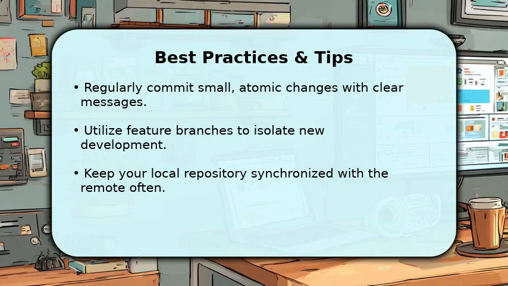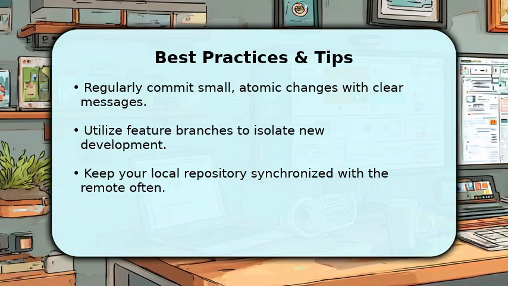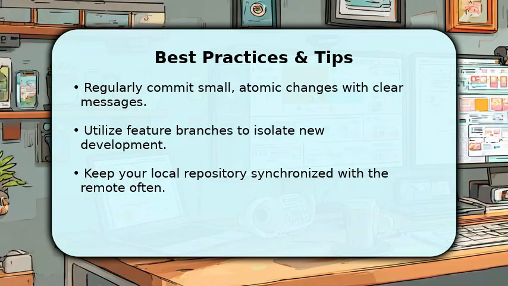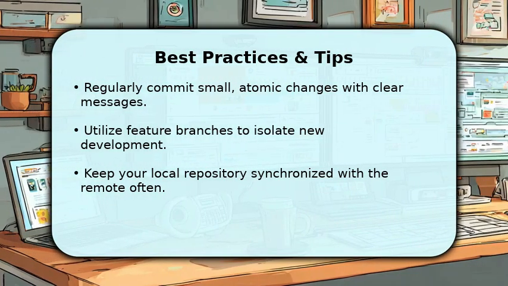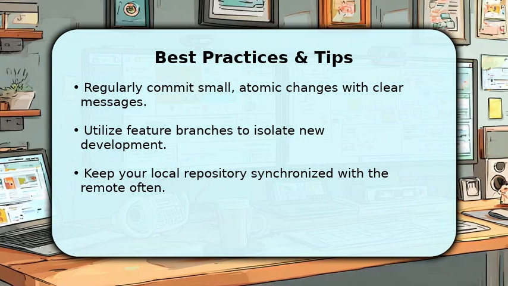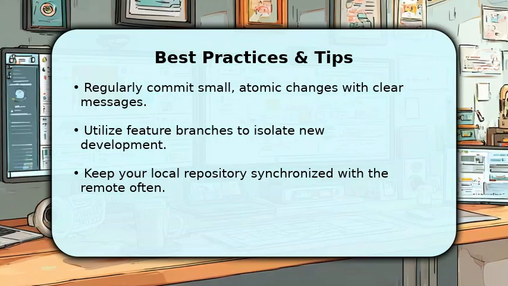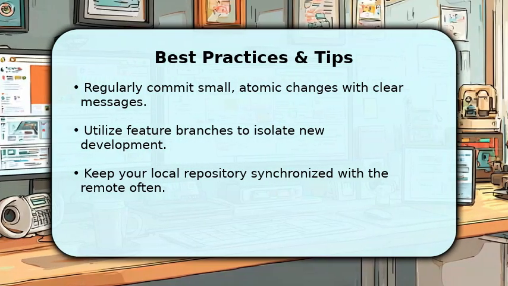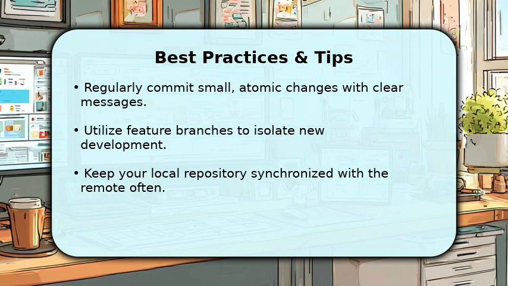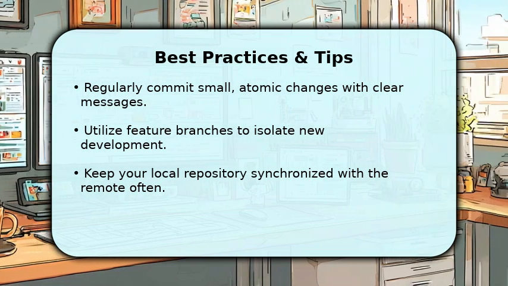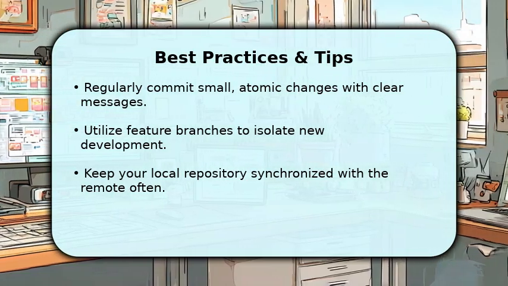To maximize your efficiency, regularly commit small, atomic changes with clear, descriptive messages. Always utilize feature branches to isolate new development, preventing conflicts and maintaining a clean main branch. Keep your local repository synchronized with the remote, often by pulling frequently. Finally, explore VS Code's extensive keyboard shortcuts for faster Git operations. Mastering these can save you significant time daily and boost your productivity.